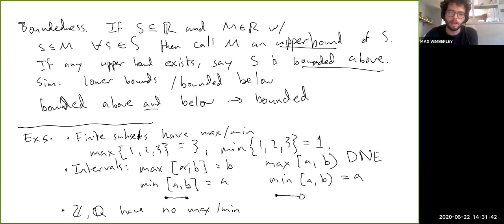Similarly here, for A, B, any number bigger than B is an upper bound. Any number smaller than A is a lower bound. You get the picture, right? Same thing here. Any number bigger than B. B is still an upper bound of this set, even though it's not in the set, right? It's still an upper bound. And then obviously here, Z and Q are unbounded in both directions. So they're neither bounded above nor bounded below. There are no upper or lower bounds. So that's that.